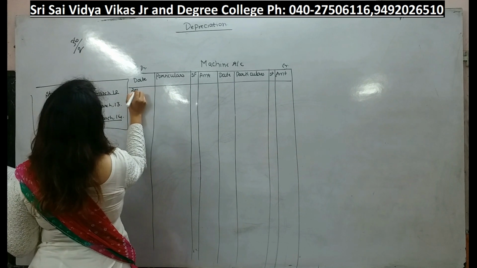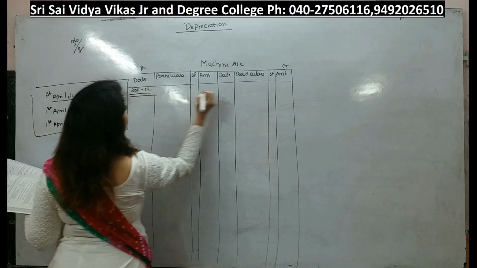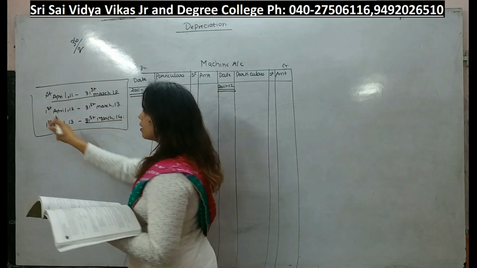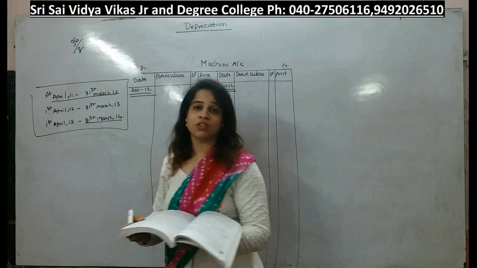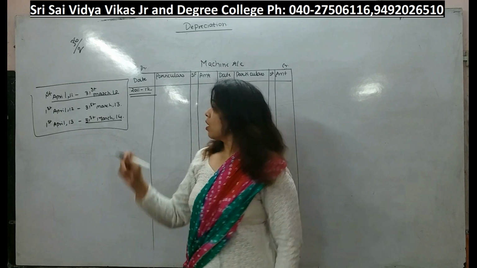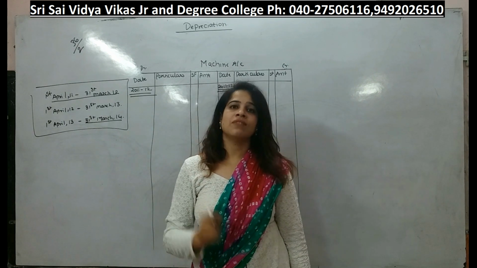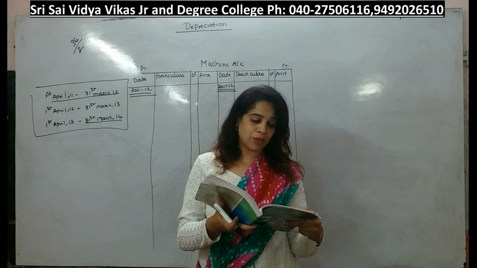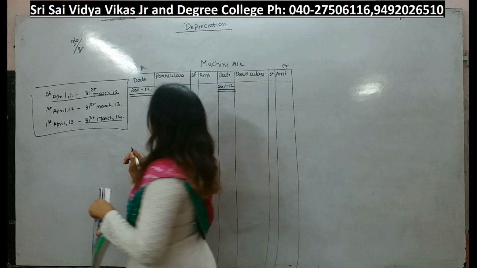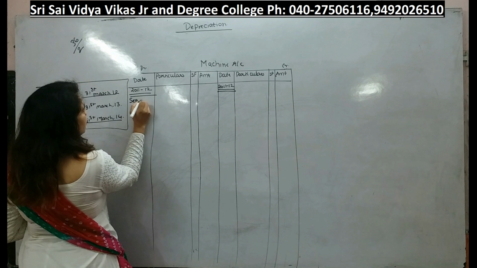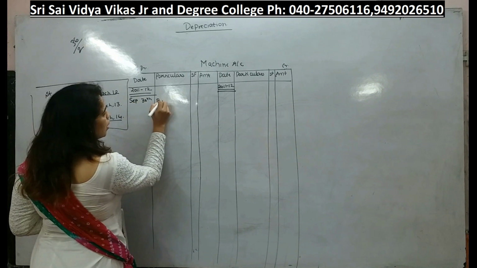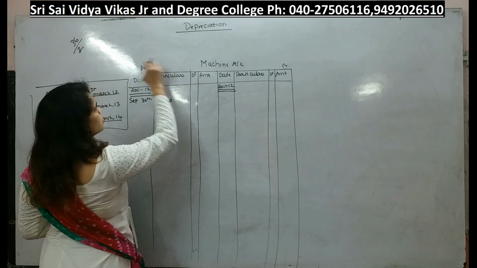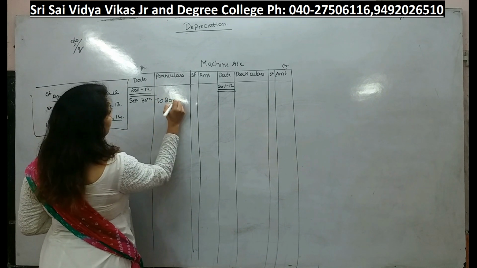Now see here, what is our first year? First year is 2011-2012, which will start on 1st April and end on 31st March 2012. See, in this year, when are we purchasing the asset? We are purchasing the asset in the month of September, that is 30th September 2011. So here I will write September 30th. Entry will be machine account debit to bank account.